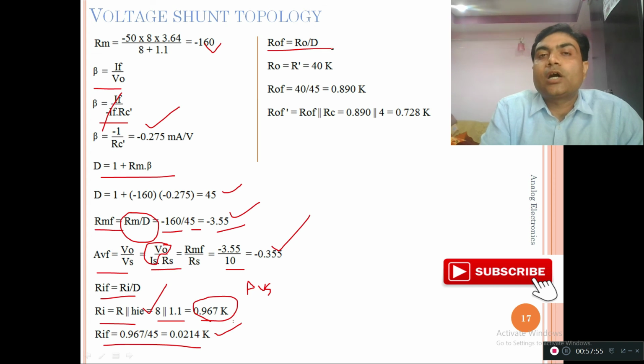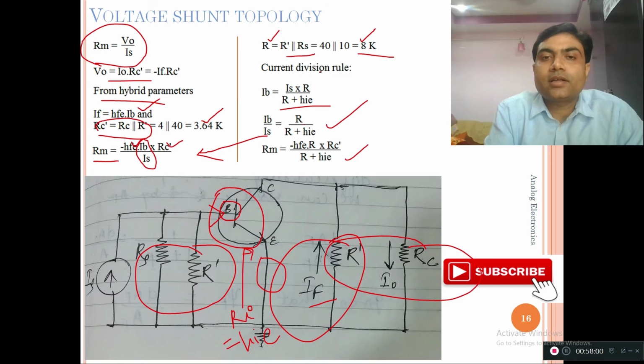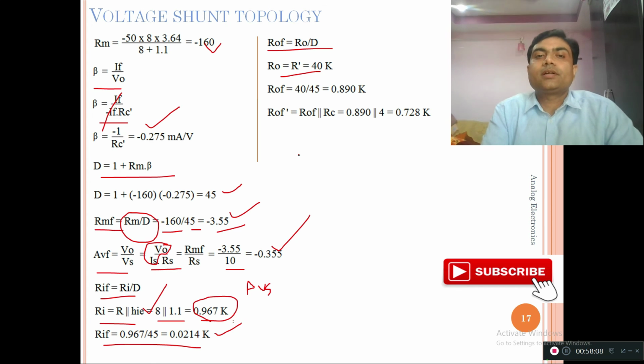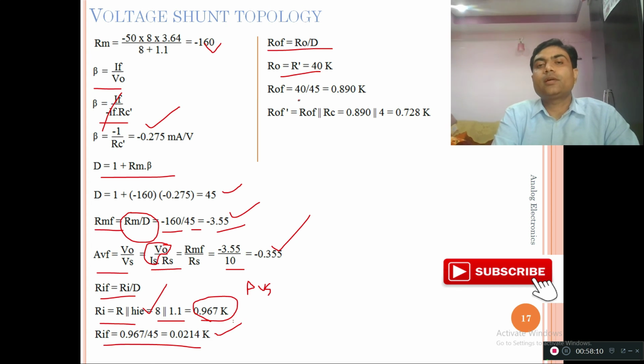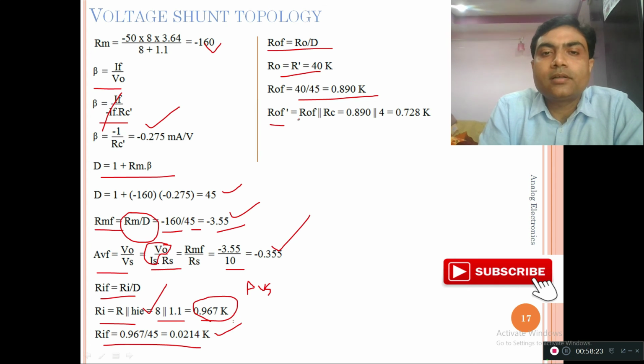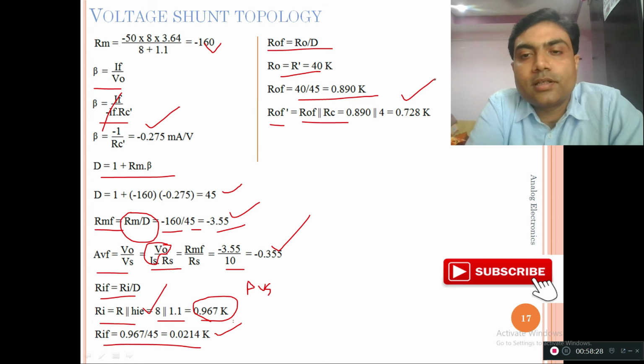ROF is RO upon D. Now what is RO? RO is nothing but R dash here. Why we are taking it as R dash? Because the feedback is flowing from here. So R dash RO is nothing but 40k. So 40 upon 45 is nothing but ROF, the value 0.890 kilo ohms or 890 ohms you can say. So now with the value of the ROF, you can calculate the value of the ROF dash as well. ROF dash is nothing but ROF in parallel with RC. So this value we have got here is nothing but the 0.728 kilo ohms.